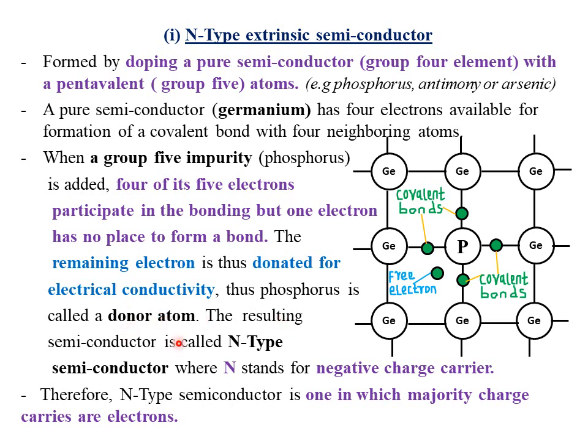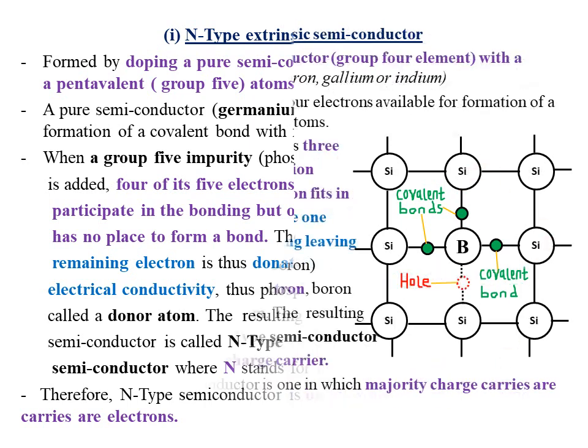Now, the resulting semiconductor is what we call an N-type semiconductor, where N stands for negative charge carrier. Negative charge carrier, because you can see we have free electrons, and we know that electrons are negatively charged. Therefore, the electrons are the charge carriers. Therefore, we can define an N-type semiconductor, or simply an N-type extrinsic semiconductor, as one in which the majority charge carriers are electrons. You can see one electron is remaining free, and it is not involved in bond formation, and this electron is the one that is responsible for electrical conductivity, but the other four phosphorus electrons are involved in formation of a covalent bond with germanium.